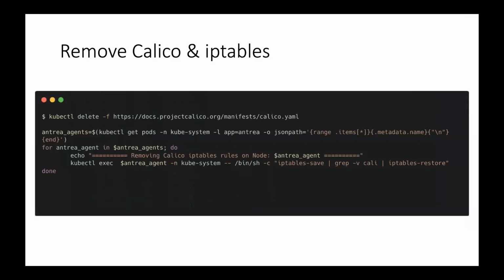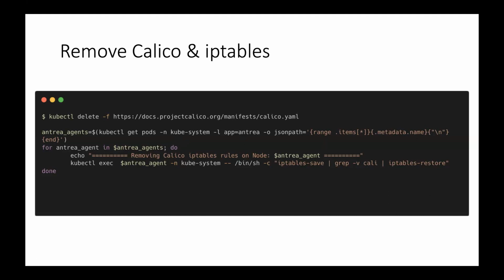Let's continue. The last two steps are removing Calico and iptables. It's also not too much to see. I just remove Calico from the manifest, and on every node I use the Antrea agent to remove the iptables rules which contain cali, which means they belong to Calico. That's the last two steps.